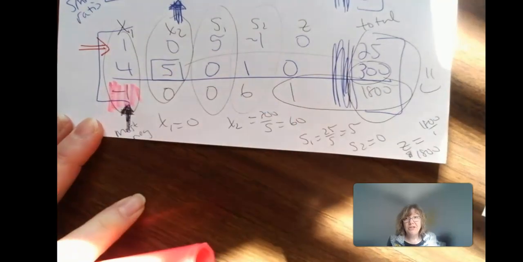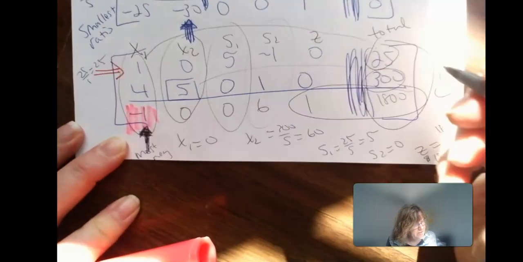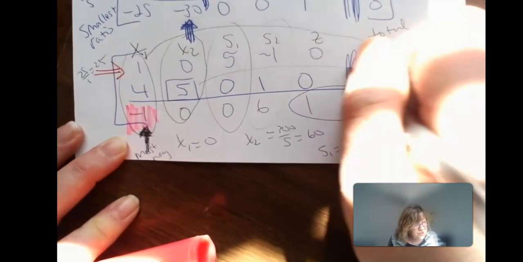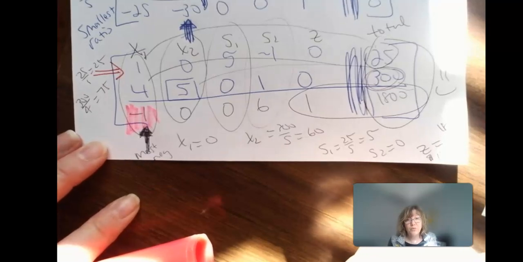Now you're going to do your ratios to decide how to pivot. So you're going to take 25 divided by 1, which is 25. You're going to take what? 300 divided by 4. What is that? 75. And you're going to pivot on the smallest ratio. So our pivot is now up here at 1.